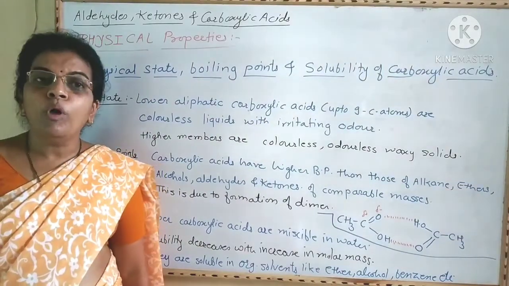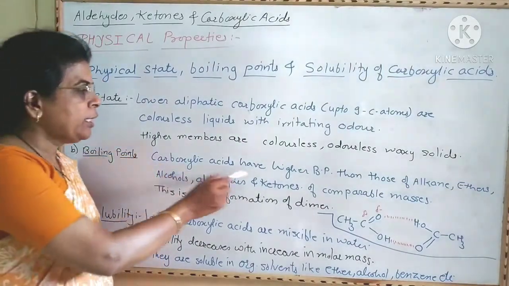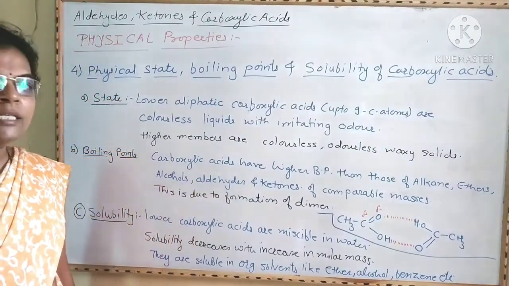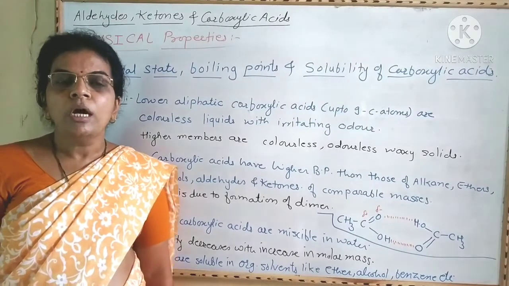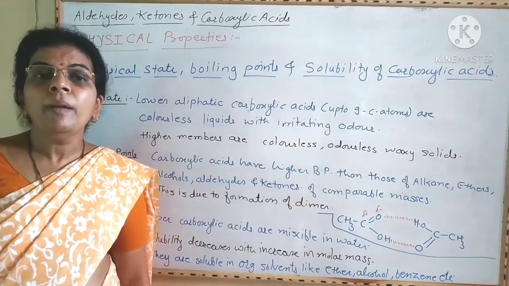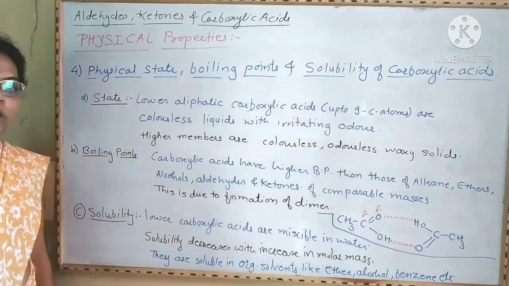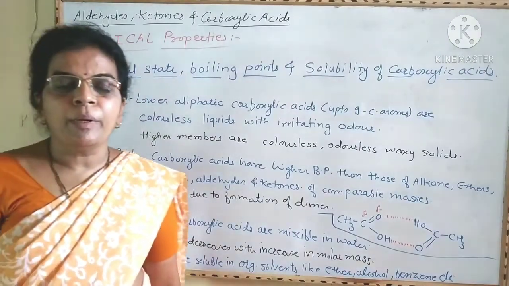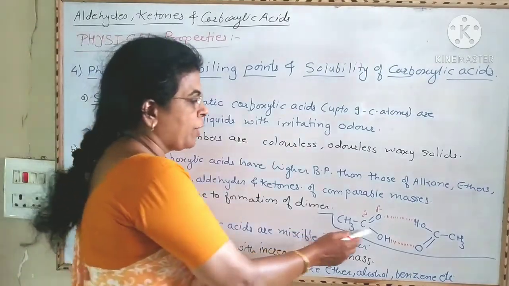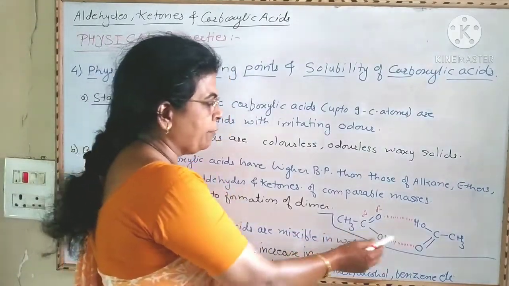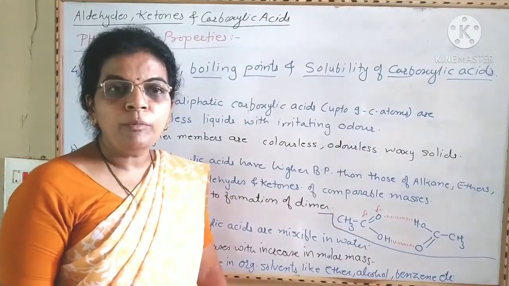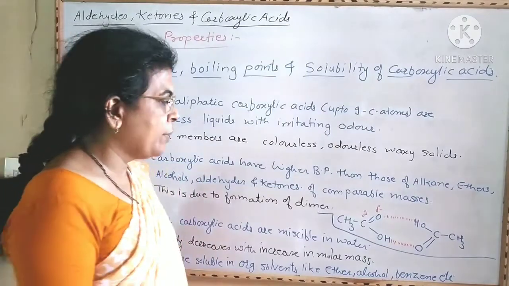Next point is boiling point. Carboxylic acids have higher boiling points than those of alkanes, ethers, alcohols, aldehydes and ketones of comparable masses. This is due to the formation of a dimer. Now here we have two molecules of carboxylic acid, this is an example of acetic acid, and when two molecules of carboxylic acid come together, they form a dimer like this.